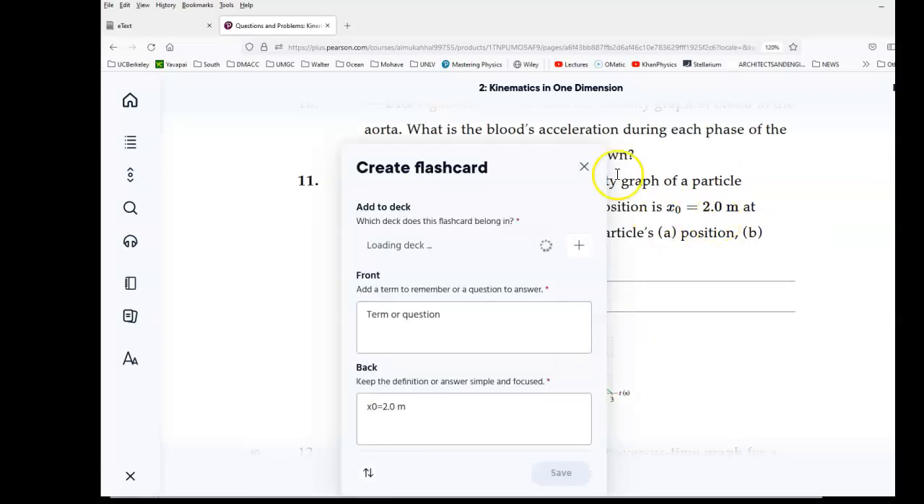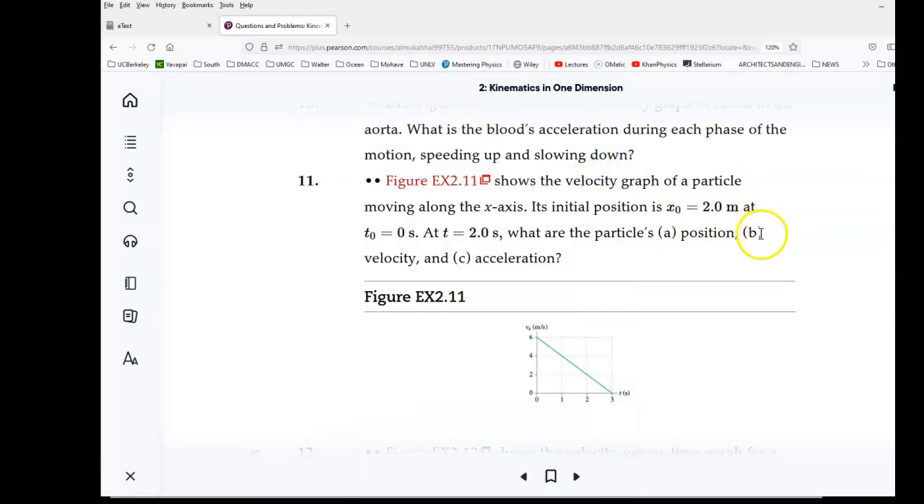The initial position is 2.0 meters at t equals 0. Why did he give me this one? Initial condition. In other words, I'm probably going to be integrating something, and I'm going to be using this for something. And at t equals 2 seconds, which is right here, he asks, what are the particle's position and velocity and acceleration?